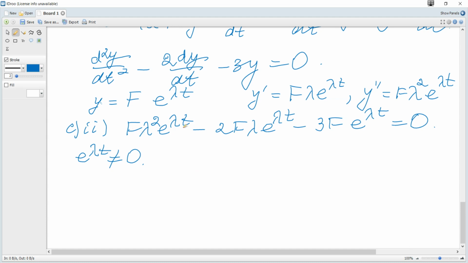and we can divide each term by f. Hence we get that lambda squared minus 2 lambda minus 3 should be equal to 0, and roots are -1 and 3. Just applying sum and product rule. Sum is 2, product is -3.